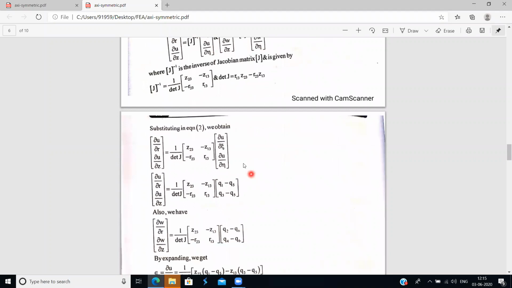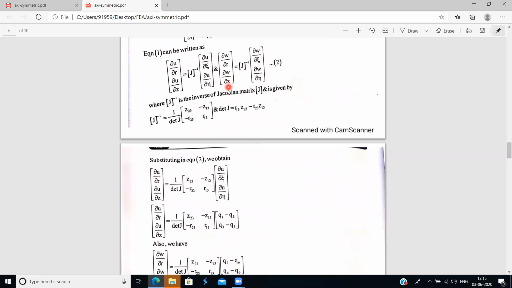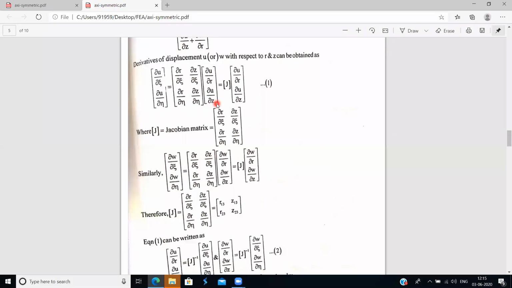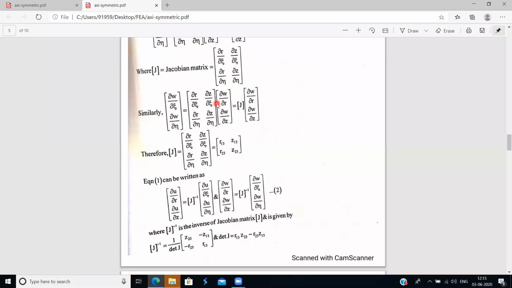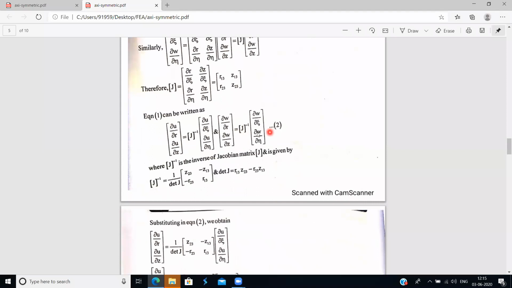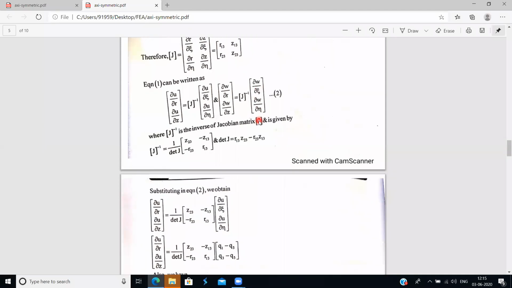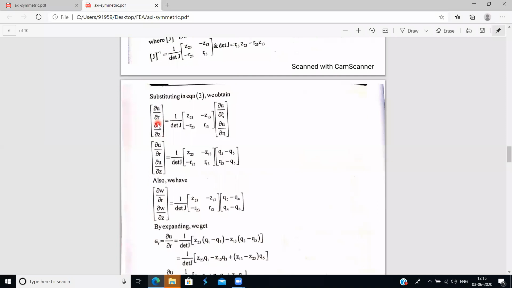Now substituting this J inverse in equation 2, we get ∂u/∂r, ∂u/∂z is equal to 1 over the determinant of this matrix, into this matrix, and again ∂u/∂zeta, ∂u/∂neta.